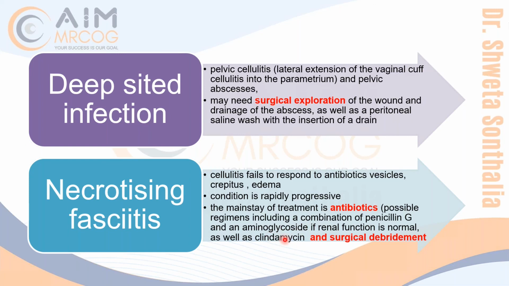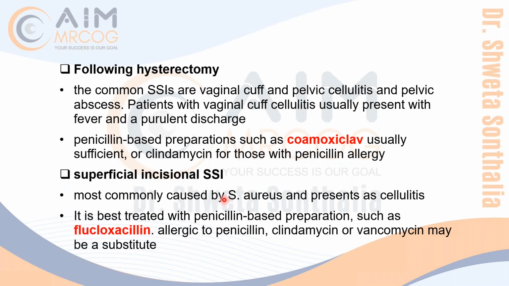When you see the sepsis guideline later, we will cover it. Genta and Clinda are always an important part. So Genta and Clinda and penicillin. These three things you have to give for necrotizing fasciitis, and surgical debridement for sure. So in the options, never choose only antibiotic or only surgery. You will choose the combination of both. Here in deep-seated infection, you have to think about surgery. In superficial infection, only antibiotic will be enough.